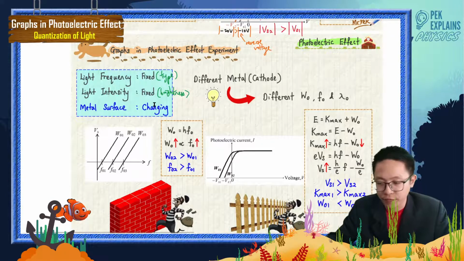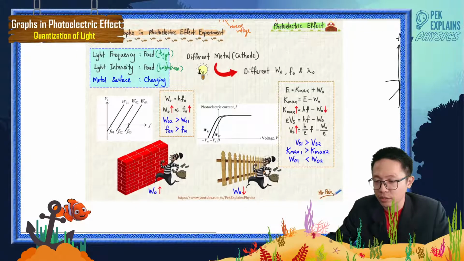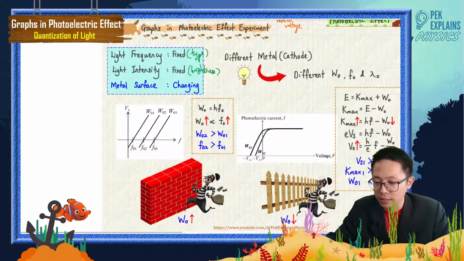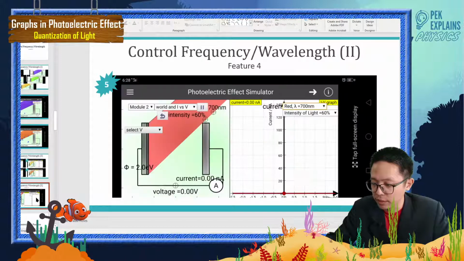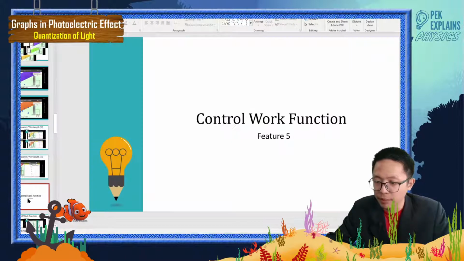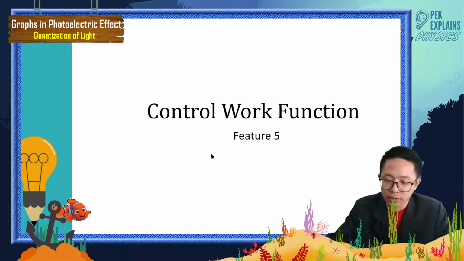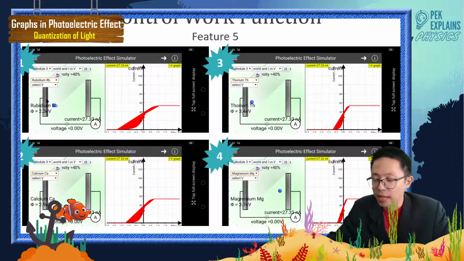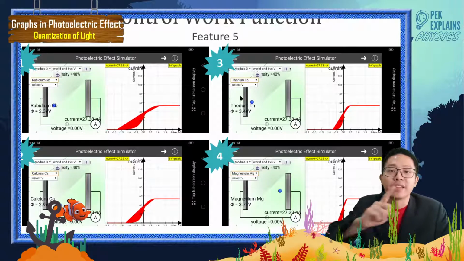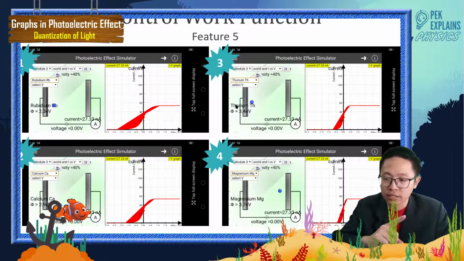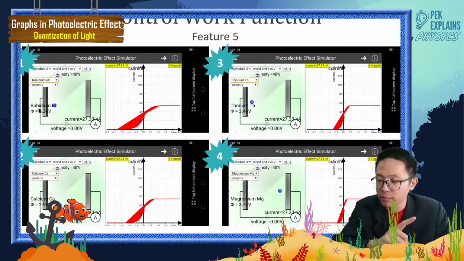Now I only change the metal surface. Different metal. Maybe look at the video. Look at this one. About the work function, I control the work function. First I use the same type of light. What changes is just the metal surface, the cathode. I change the metal on the cathode. So the first one, maybe I use rubidium, and then next one I use thorium, calcium, and magnesium.